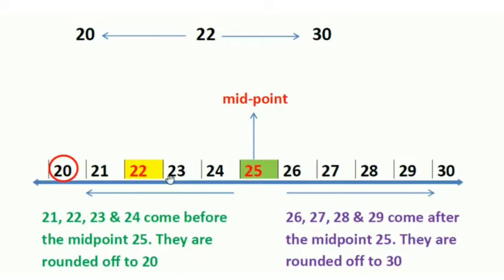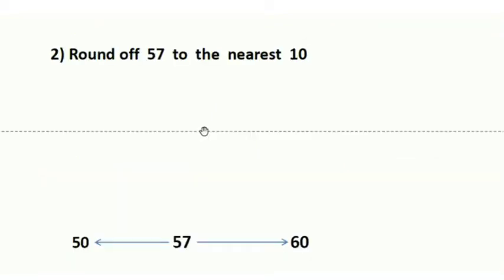21, 22, 23 and 24 come before the midpoint 25. They round off to 20. Now 26, 27, 28 and 29 come after the midpoint 25. They round off to 30. Numbers below 5 are nearer to the lower 10 and numbers above 5 are nearer to the next 10. Now we move to the next question.